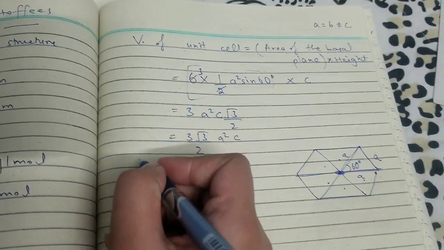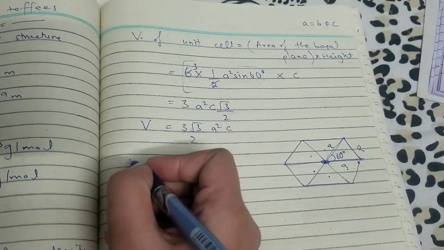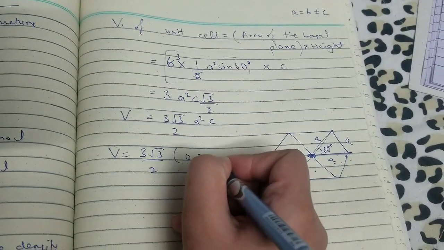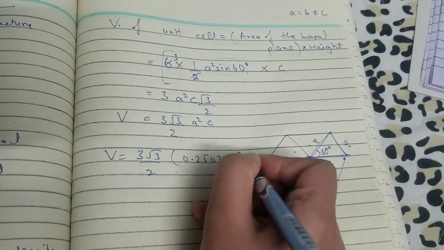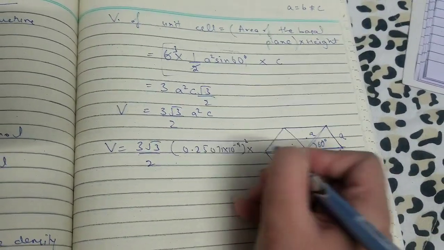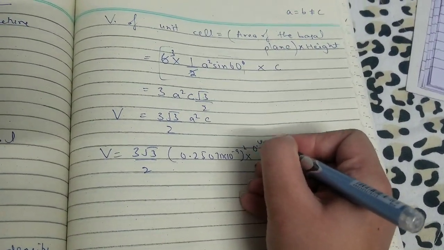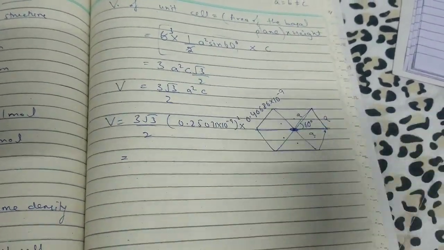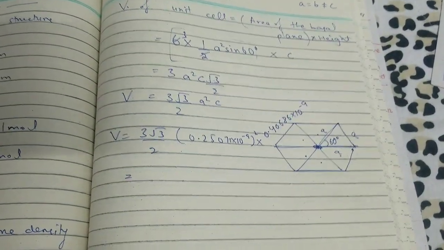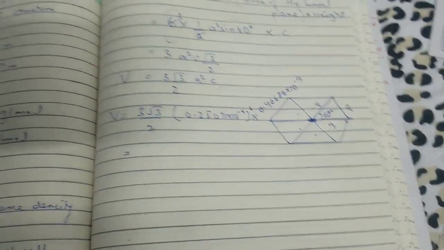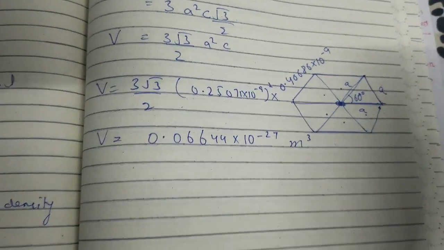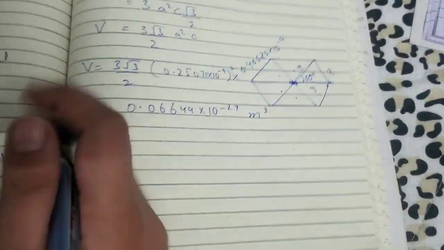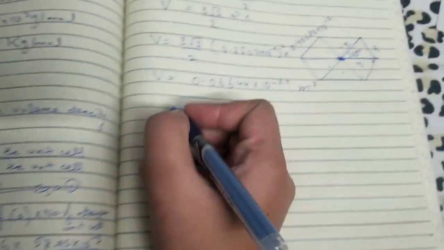This is the volume, and let us put the values in to get the volume. Here a is 0.25071 × 10^-9 squared into C. C is 0.40686 × 10^-9. Let me calculate it, and then I'll get back to you. So this is the expression for volume that we got after calculating. Now putting the value in equation number 1.